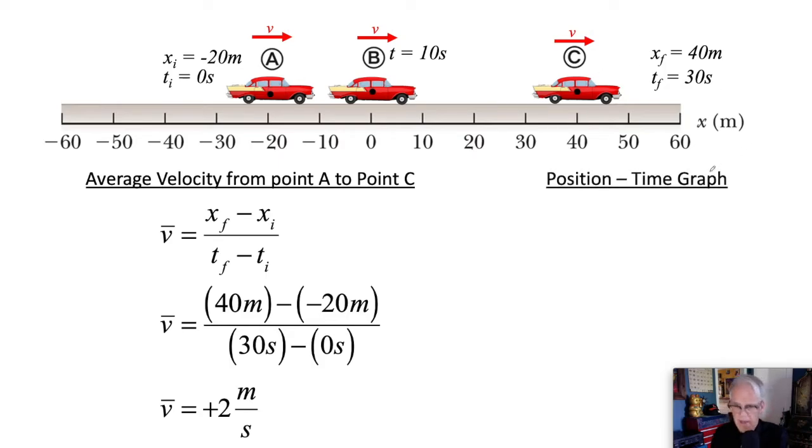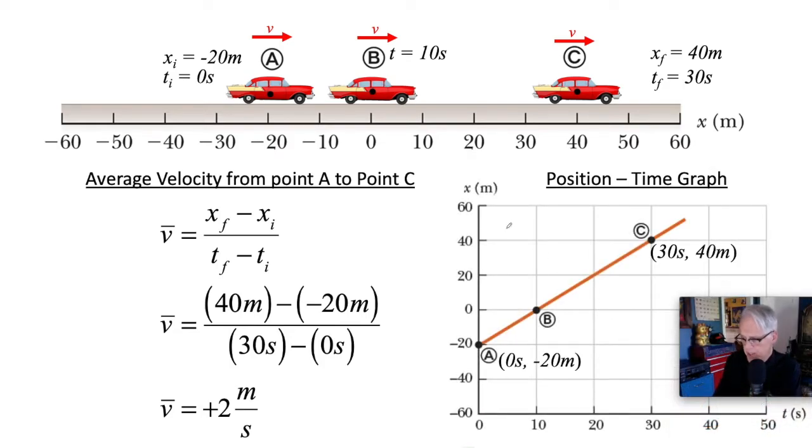So let's take a look at a position time graph for this motion. Now we've plotted the position x versus the time t. And this is just like what we did in Algebra 1, where we have ordered pairs. At 0 seconds, the car was at negative 20 meters. Notice that we start our graph here. Here's our 0. It's negative down here and positive up here. We've also plotted point C at 30 seconds and 40 meters.